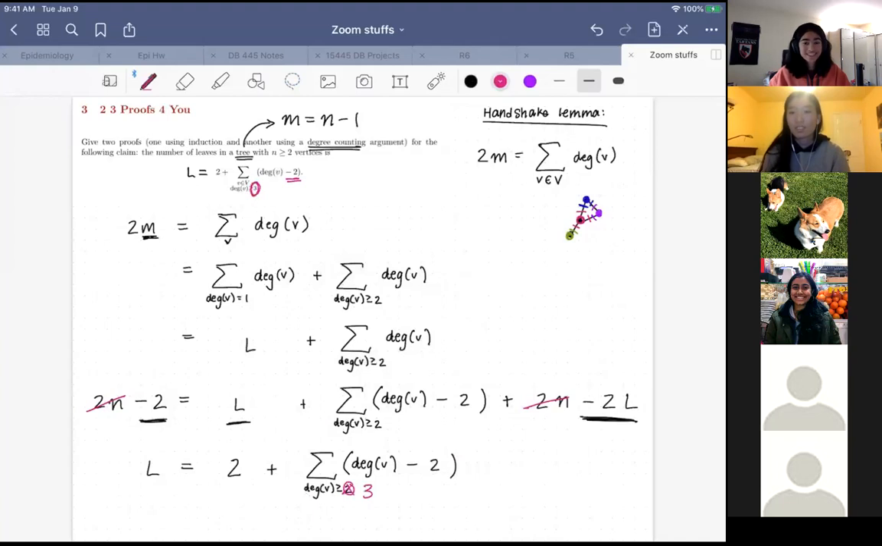It turns out this is a totally valid operation. Because think about it. All we did is from the summation, all the terms that had degree of v equal to 2, we removed them. But all the terms that had degree of v equal to 2, their term in the summation was 2 minus 2, which is just 0. So by turning this 2 into a 3, all I did is stop adding a bunch of zeros, which is totally fine. You should write a description of why the 2 can just become a 3. And now we've shown what we wanted to show, that the number of leaves in a tree with n greater than or equal to 2 vertices is equal to this summation.